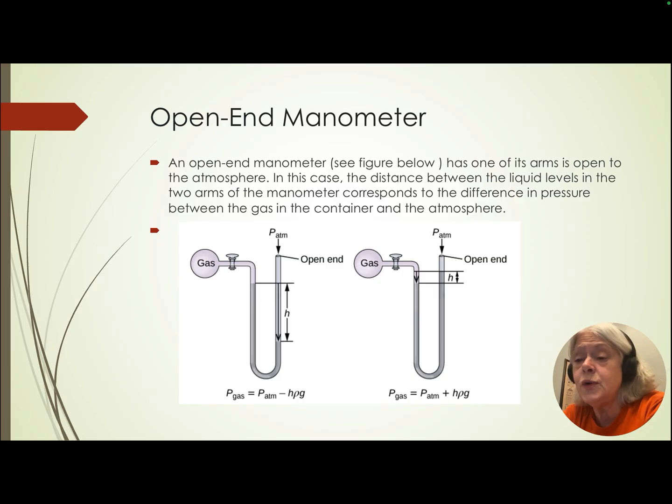Let's look at the two equations, and we're not going to use these equations exactly, but the plus and minus side will be correct. The pressure of the gas will equal the pressure of the atmosphere minus the height difference. And for the manometer on the right, the pressure of the gas will be the pressure of the atmosphere plus the height difference.